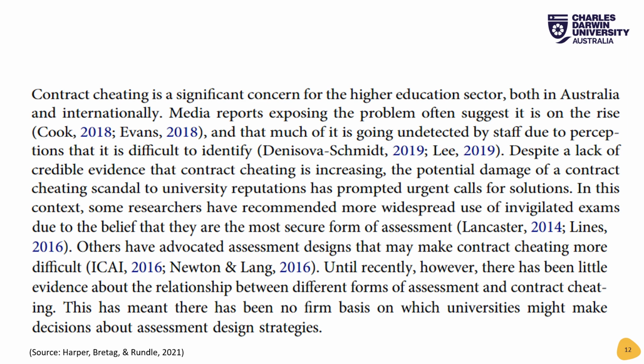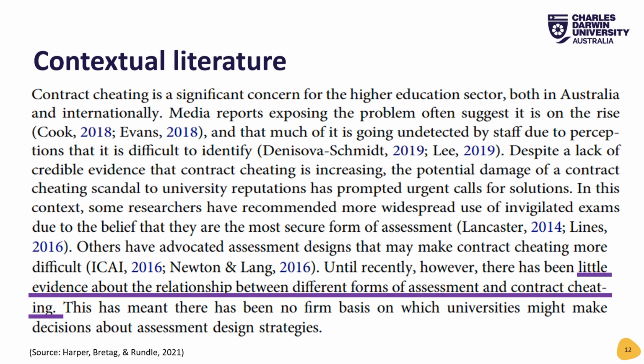How did you go? If you decided that this is contextual information, you are correct. Is it summary or evaluation? It actually contains both elements. It certainly summarizes research conducted by others, but it does also include analysis and conclusions that have been drawn by the author. For example, review of the current literature has revealed to the writer that there is little evidence about the relationship between different forms of assessment and contract cheating. The writer has identified this gap through the process of conducting their literature review.